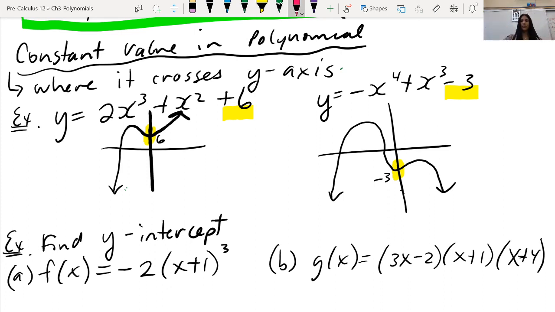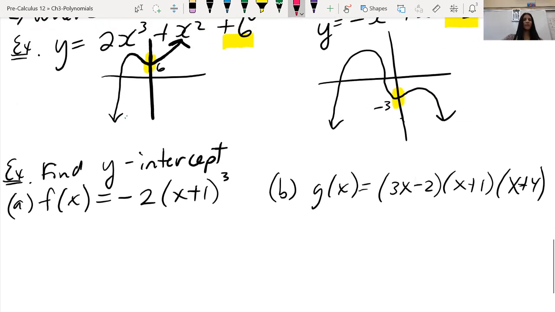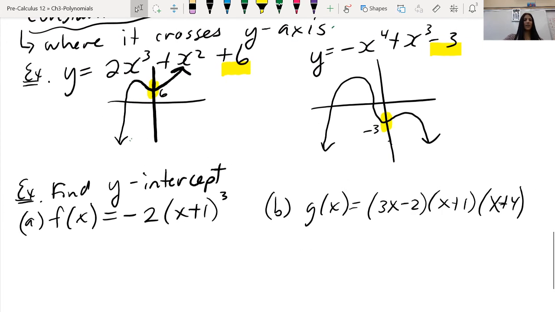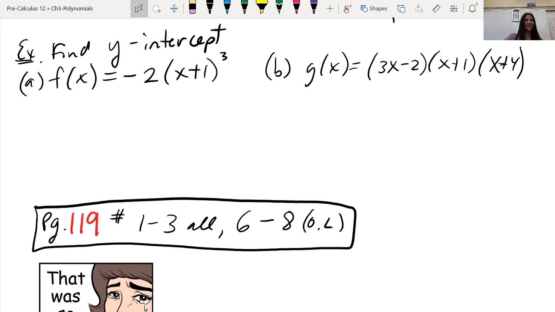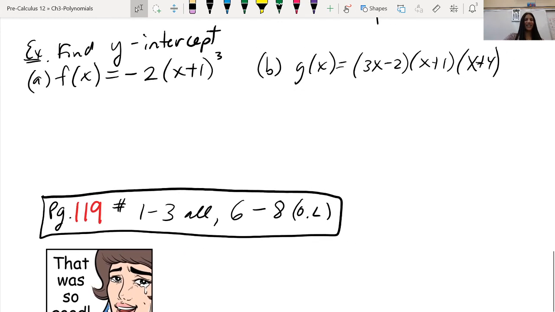Okay, so that's what I wanted to point out and what I wanted you to get from this. And then it says in this next one, find the y-intercept. So notice in equation A, well, I guess I can just show you this. Find the y-intercept. Look at equation A. It says f of x equals negative 2x plus 1 cubed.